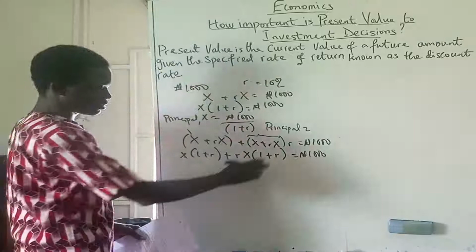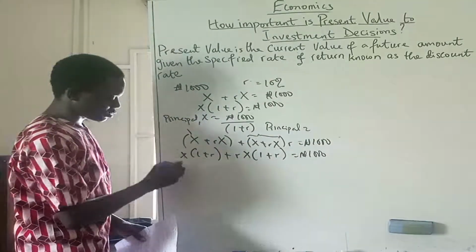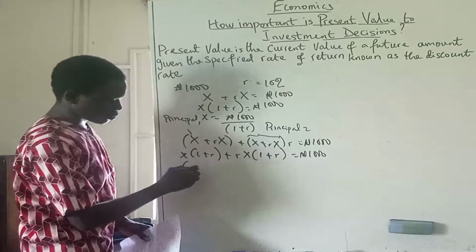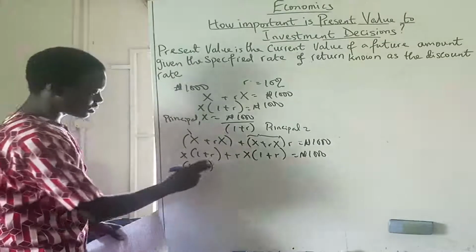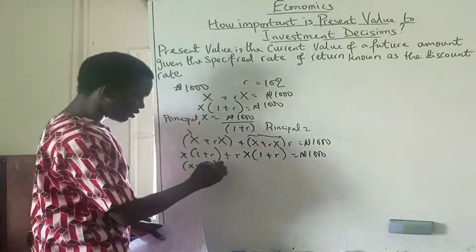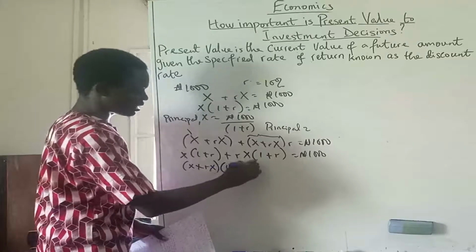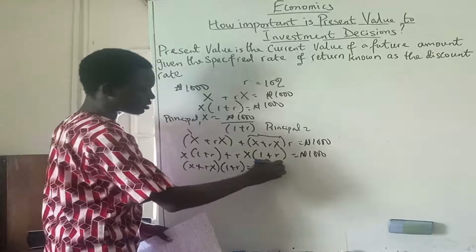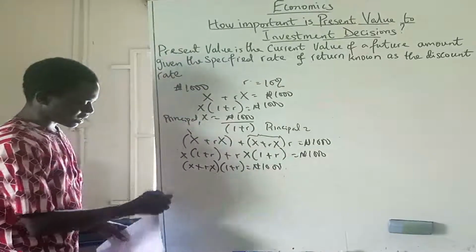All right, is it right? Okay, rx then 1 plus r. Okay, it's right. Now we collect like terms, so we have x plus rx into brackets 1 plus r, and everything. These are basic. This is just from basic algebra. 8,000 naira. Now what we have to do, we can still collect like terms again.